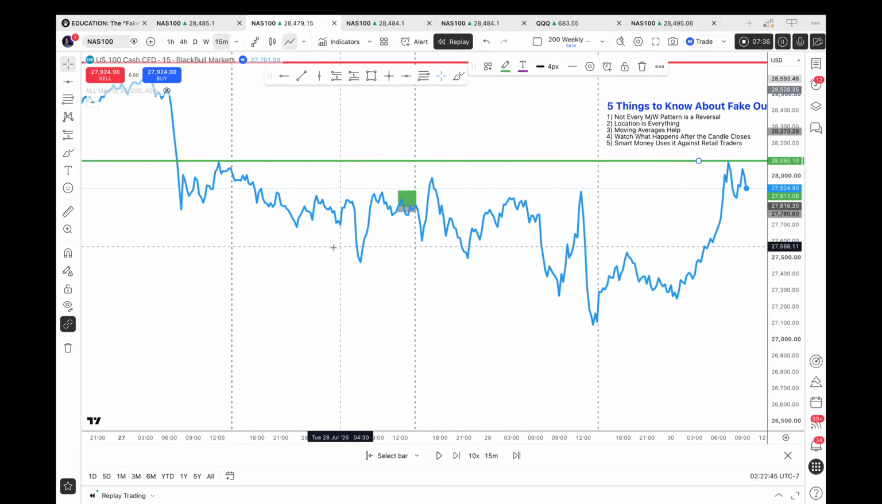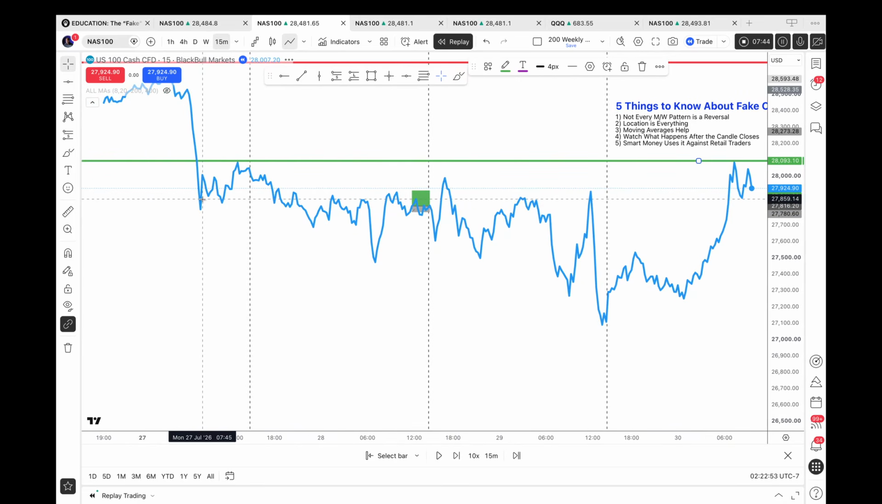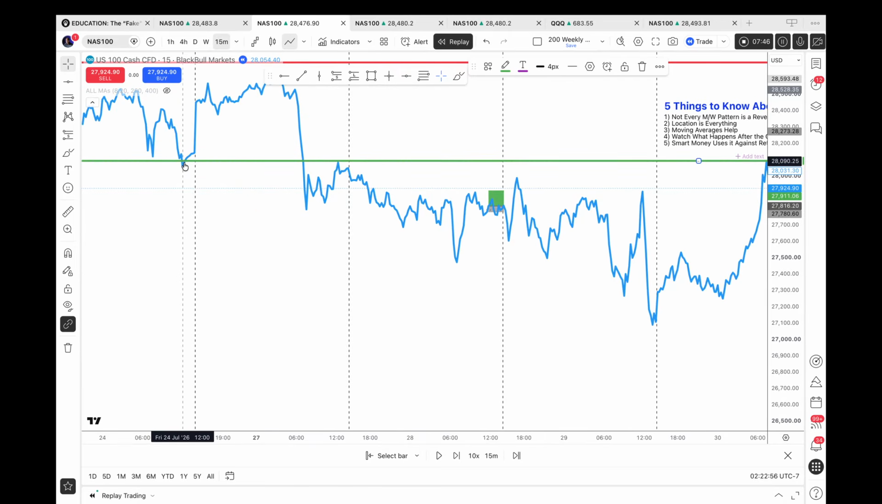But was that a strong move? Not really, because it fell to here. It just pulled back to this level. Now you see this, you're like, well, it fell to here. Okay, so this is more of a pivot. This is more of a pullback.